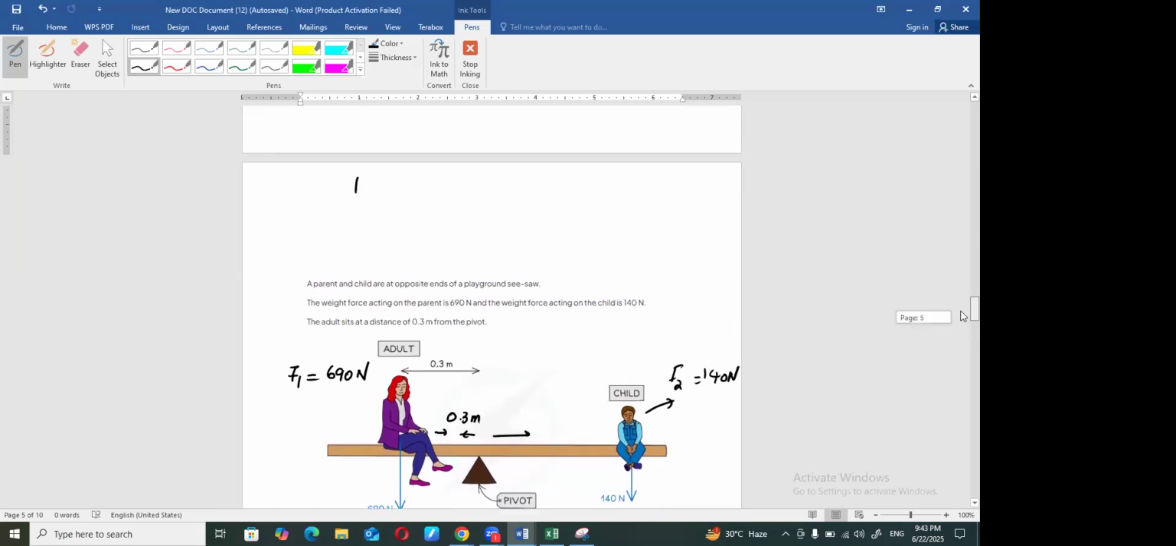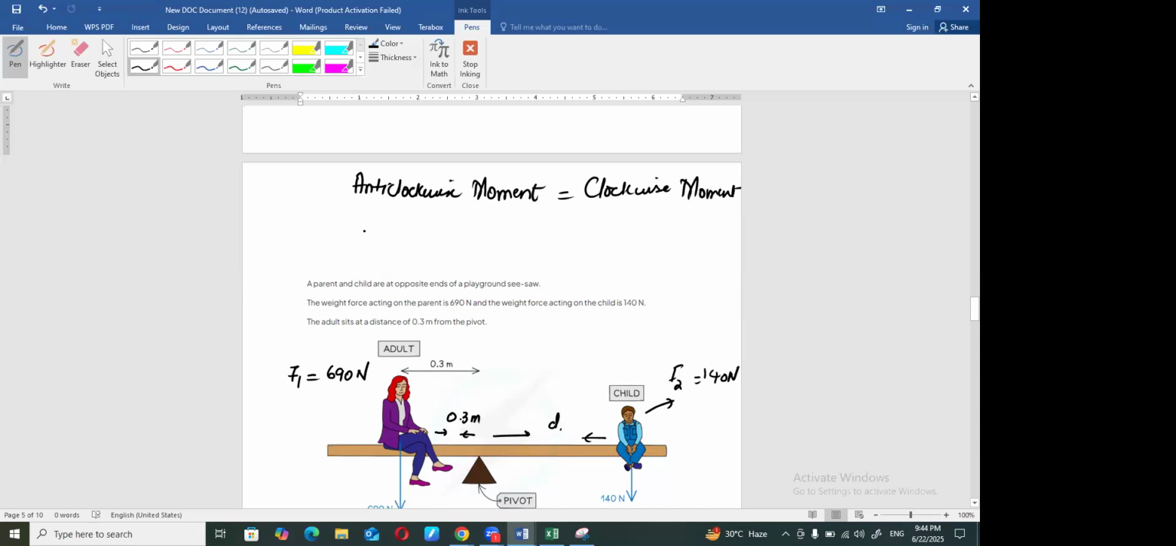The question is this. The adult sits on that side, and they're asking how far the child should sit so that both will balance each other. Now, how to do this? We know that if this is a pivot, the parent will try to rotate about this point in the anti-clockwise direction, and the child will rotate about this point in the clockwise direction. So the anti-clockwise moment is equal to the clockwise moment. They are asking you how far the child will sit so that both will be balanced.